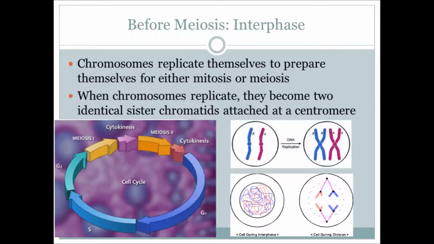Before meiosis, we have something called interphase. During interphase, S phase specifically, the chromosomes replicate themselves to prepare themselves for either mitosis or meiosis. When chromosomes replicate, they become 2 identical sister chromatids that are attached at a centromere. The X shape that you see is called a chromosome, while the 2 sides are called chromatids.